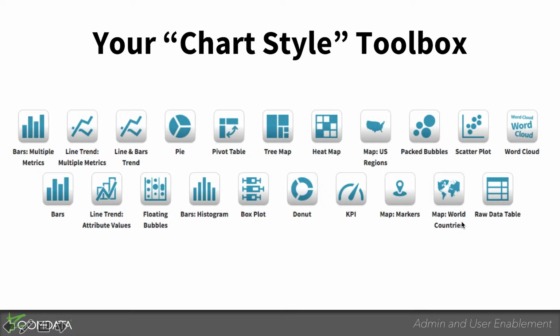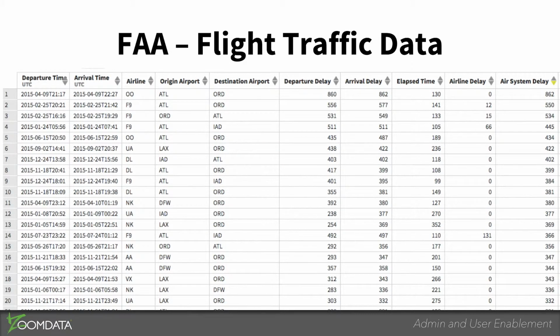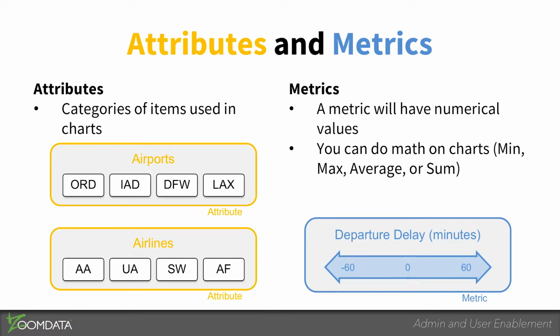Regardless of what type of chart you're working with, though, Zoomdata is going to draw the data that powers that chart from the same tables of source data. And when it does that, it's going to categorize that source data into one of three categories: attributes, metrics, and time. So attributes are categories used in charts. Essentially, if you've heard of dimensions or groups, attributes are similar.